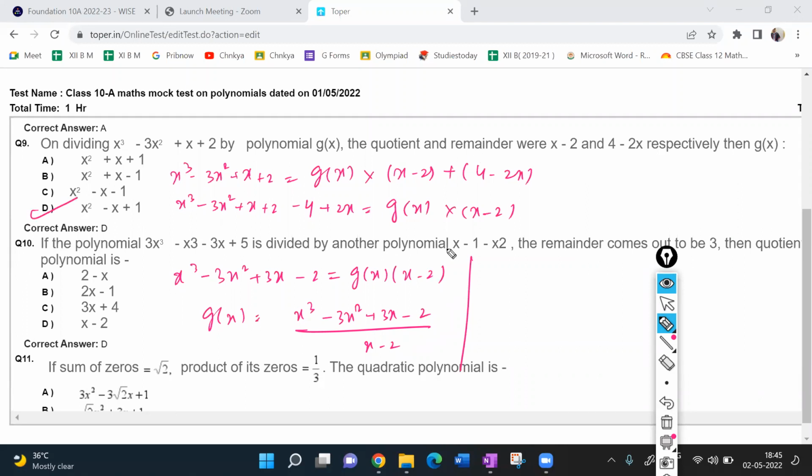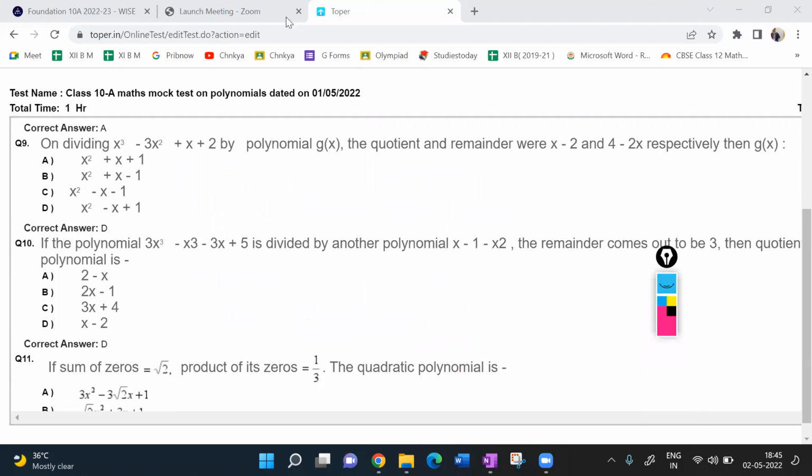Guys, understood the concept here? By using the long division method, you will get the answer, beta. Divide this particular polynomial by x minus 2 using the long division method, and you will get the answer. Quite simple. I need a response from everyone. Got the answer or not? Yes, sir. Good. Where is Bhumika? Bhumika, are you here?